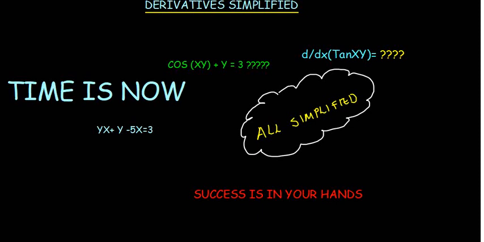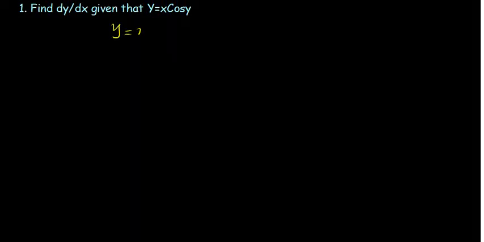We are going to go over more practice questions on derivatives. Find dy over dx given that y is equal to x cos y. And so what I'm going to do is find the derivative d over dx of everything.